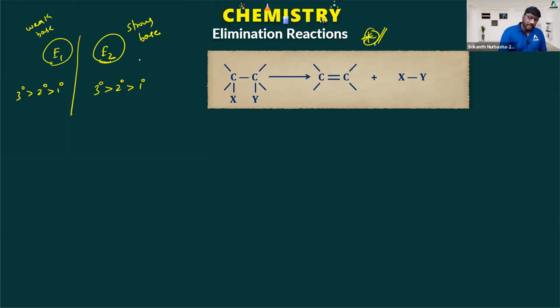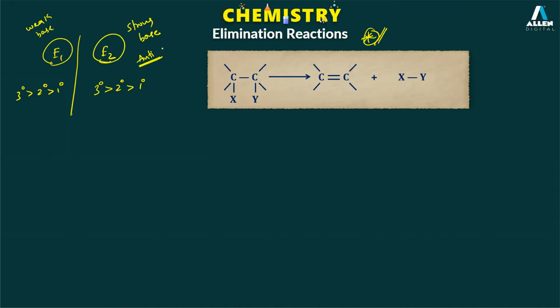E2 elimination is anti-elimination or syn elimination? Anti-elimination. And can it lead to both cis and trans products, or only trans is obtained? Both cis and trans can be obtained. We have taken some examples as well. The only condition is that anti-elimination has to happen. The proton which is going to be picked up by the base and the leaving group have to be in opposite directions. And E2 elimination can also proceed through Hoffman's product.